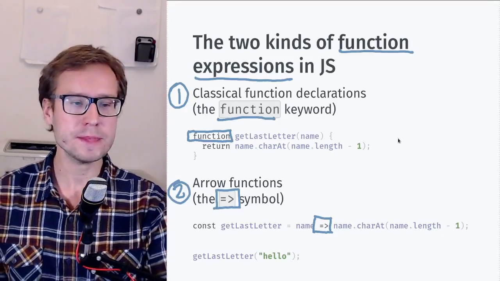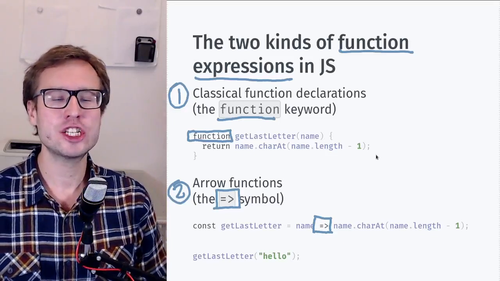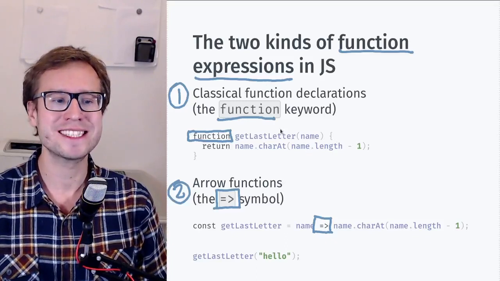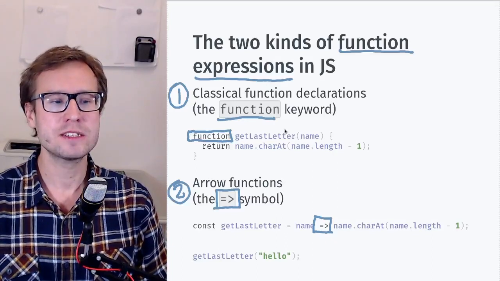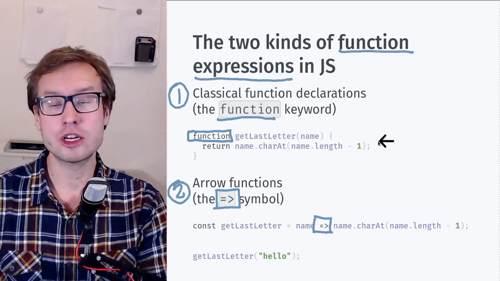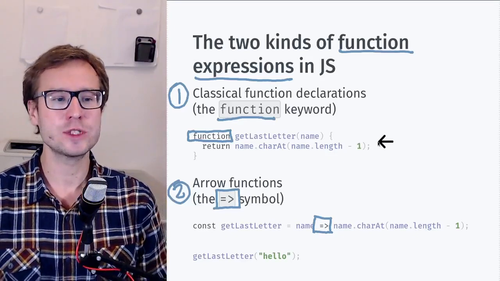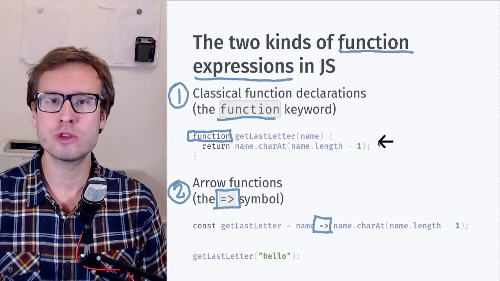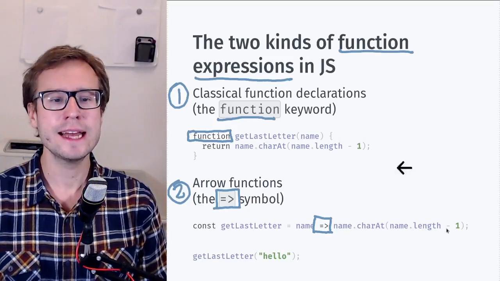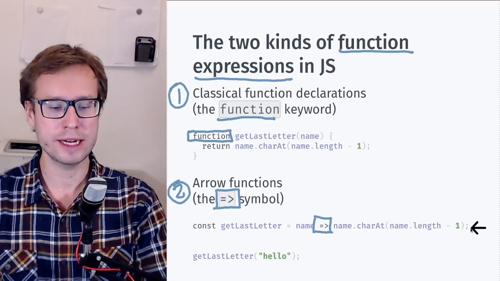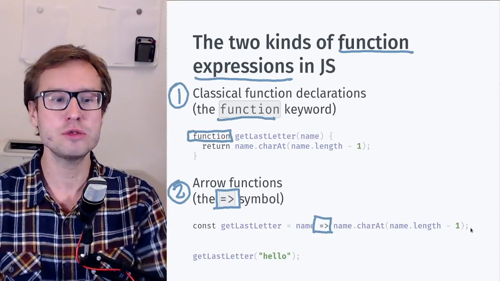But I want to point out that in terms of the elements of a function, we actually have the same things. In these two examples, this first function above here, I called it getLastLetter. It takes a name, a string really, and I just wrote a function that returns the last letter of that string. And then I did the same thing with the arrow function syntax. So these are actually two identical function expressions. They do the same thing.